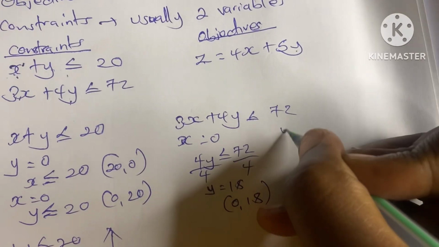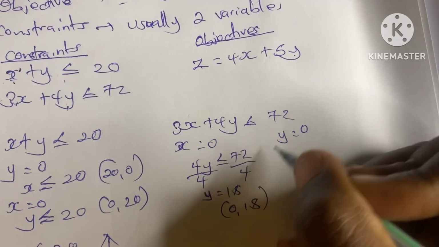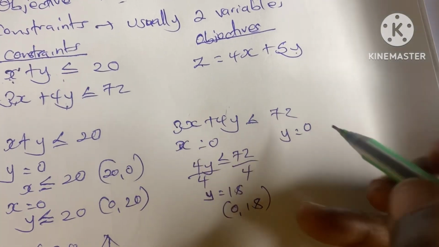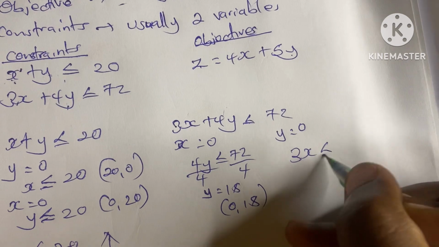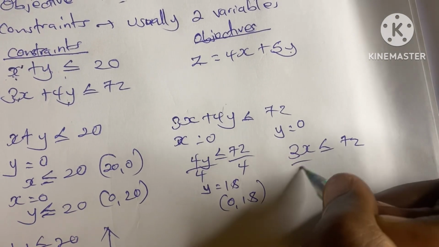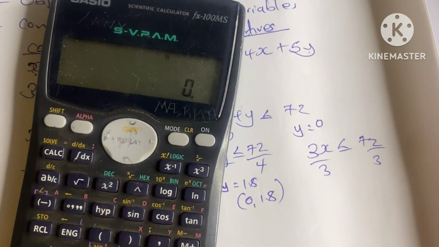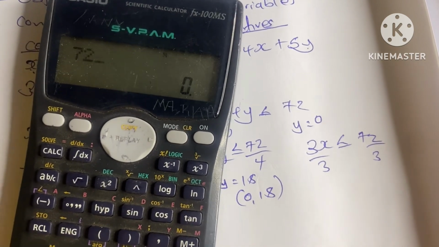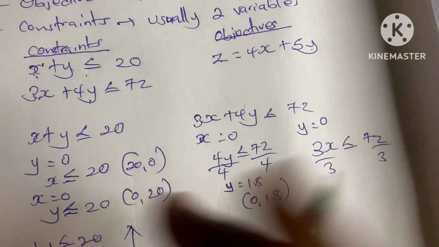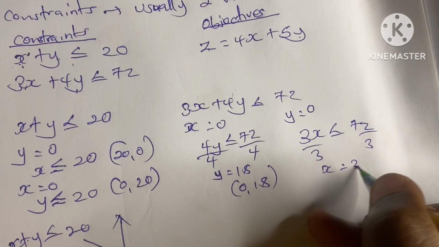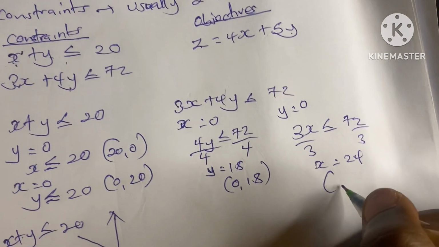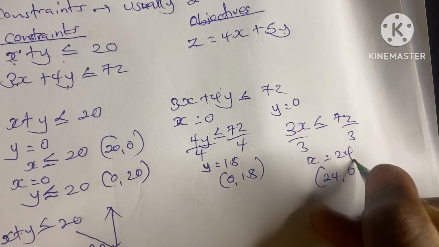So how about when y is 0? When y is 0, meaning this one will go off. So we shall remain with 3x less than or equal to 72. Divide by 3. 72 divided by 3, it is 24. So x will be 24. So the second point will be when x is 24, y is 0.